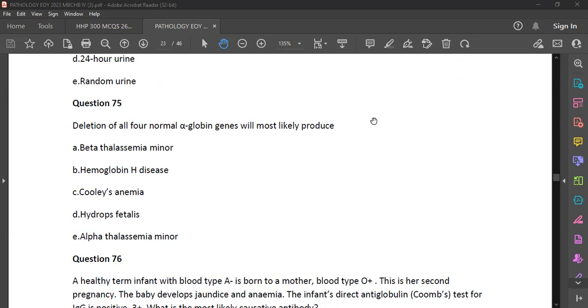All right. For this one, for the people who have been here since the first time, I want you guys to help me answer this. Deletion of all four normal alpha globin genes will most likely produce which of the following? So you're having an alpha thalassemia, but in this case, you're deleting all four genes. Remember, exactly, D, hydrops fetalis.